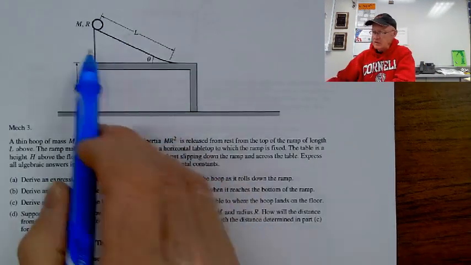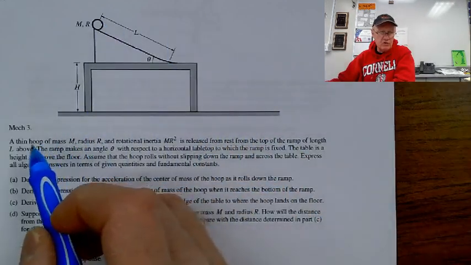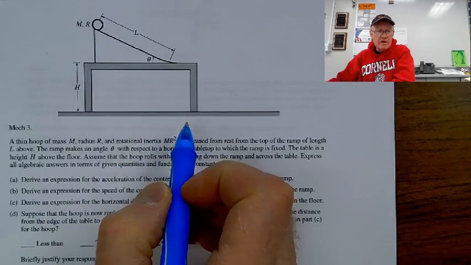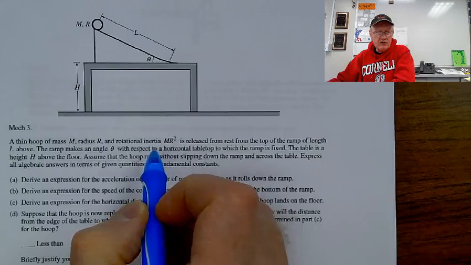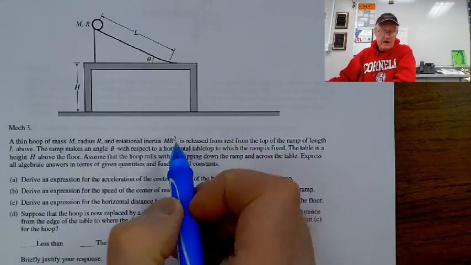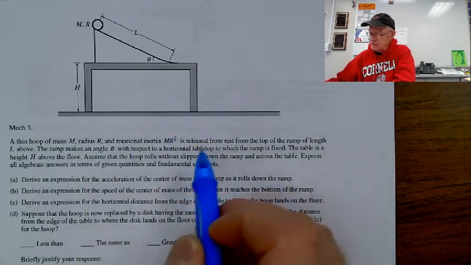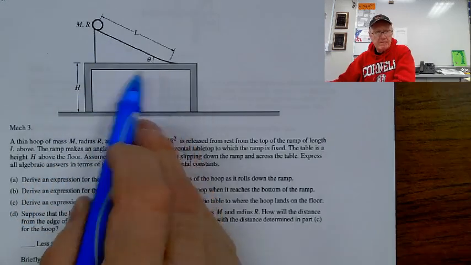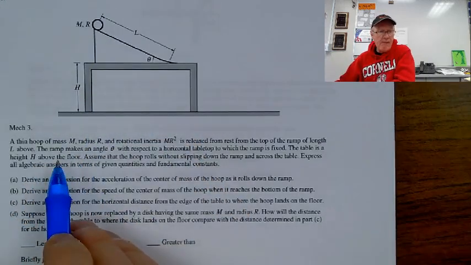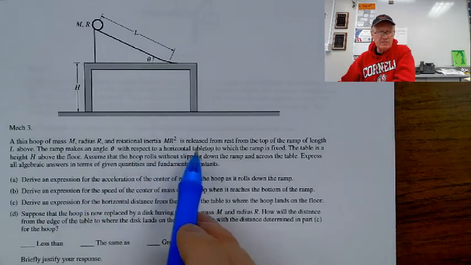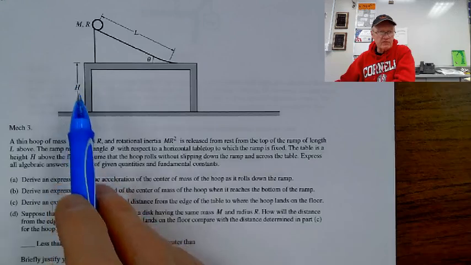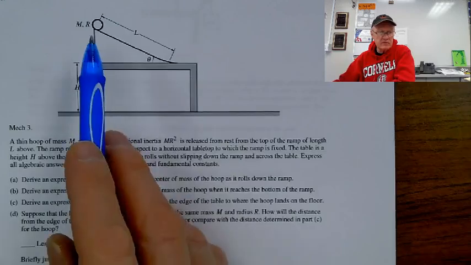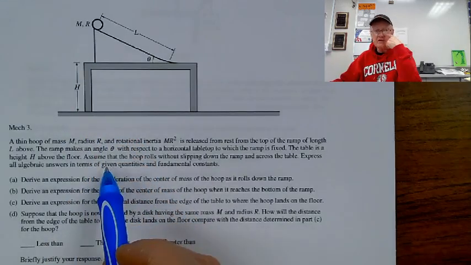But this is a typical kind of setup. We have a ramp. We have a thin hoop, which tells us that all of the mass is concentrated out at the perimeter. And it's given these parameters: mass m, radius r, rotational inertia mr squared. That is accurate. That maximizes it for a hoop, doesn't it? It is released from rest at the top of the ramp of length L. Now that's the length of the ramp, not the length of the base of that triangle. The ramp makes an angle theta with respect to horizontal. The table is height h above the floor. That is not the height of the potential energy h for the ramp, at least not yet.